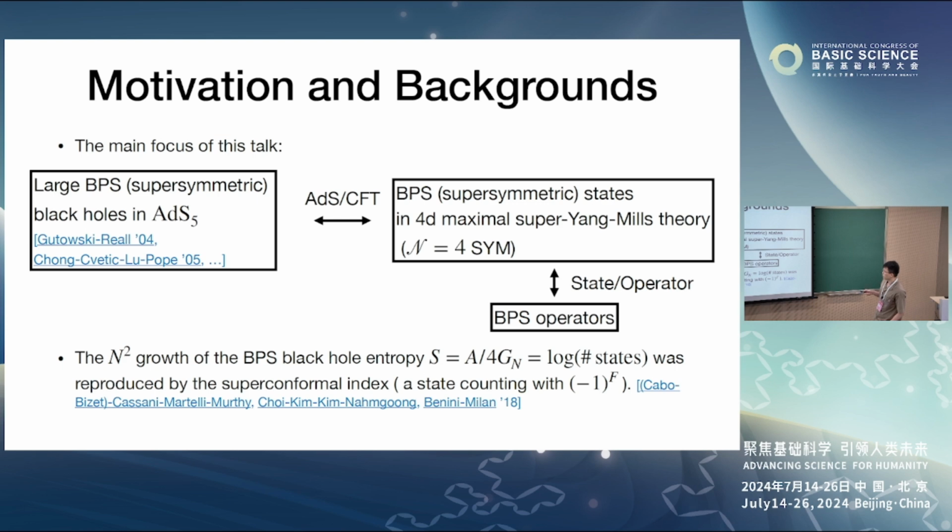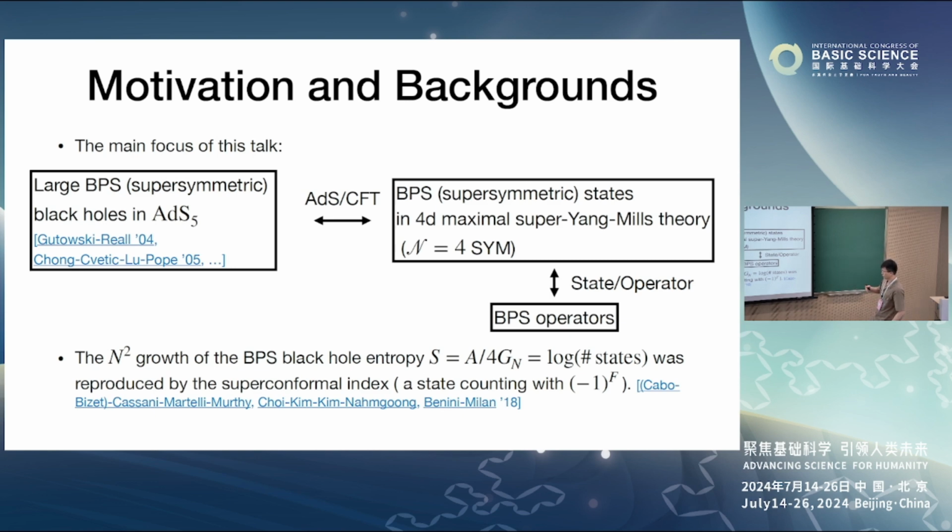About this correspondence, the counting of the microstates has already been understood. On the bulk side, if we compute the area divided by G Newton, this entropy scales like N squared. This N is the rank of the gauge theory, and we can interpret this as the log of the number of states. This log of the number of states was reproduced by the superconformal index from the CFT side. The superconformal index is a state counting with (-1) to the fermion number. So the counting part of the problem has already been solved.